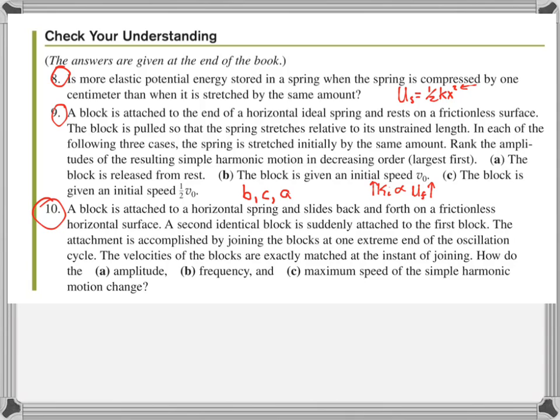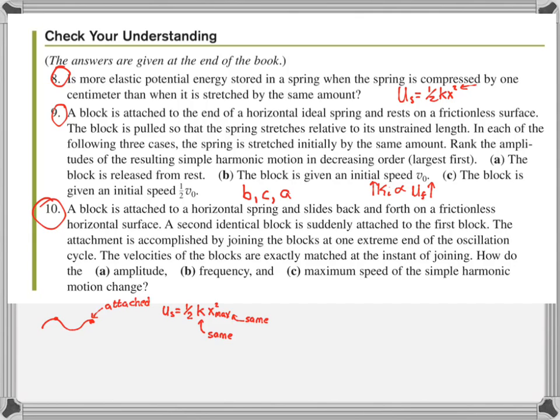Number 10, a block is attached to a horizontal spring and slides back and forth on a frictionless horizontal surface. A second identical block is similarly attached to the first block. The attachment is accomplished by joining the blocks at one extreme end of the oscillation cycle. The velocities of the blocks are exactly matched at the instant of joining. Alright, so you're pretty much attaching another mass at the point where the oscillation is at its maximum amplitude.